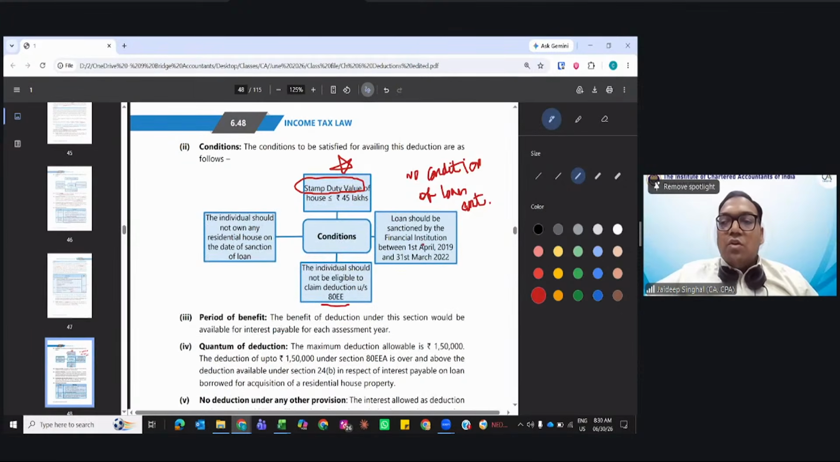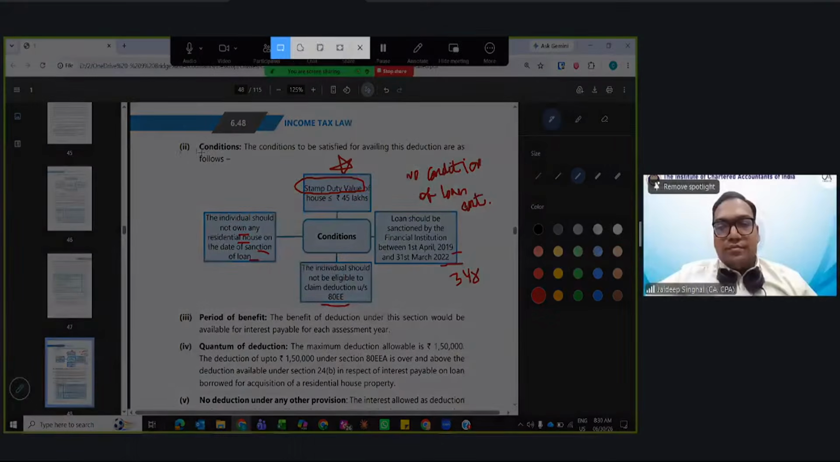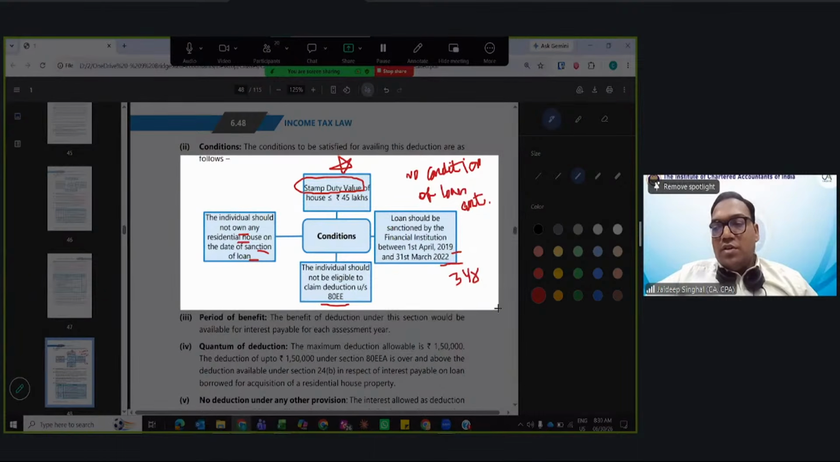Next, the loan should be sanctioned by the financial institution between 2019-20, 2020-21 and 2021-22, during this period of 3 years. The individual should not own any other residential house on the date of sanction of the loan, which we already know. So these are the conditions. Let me just take a quick screenshot here.